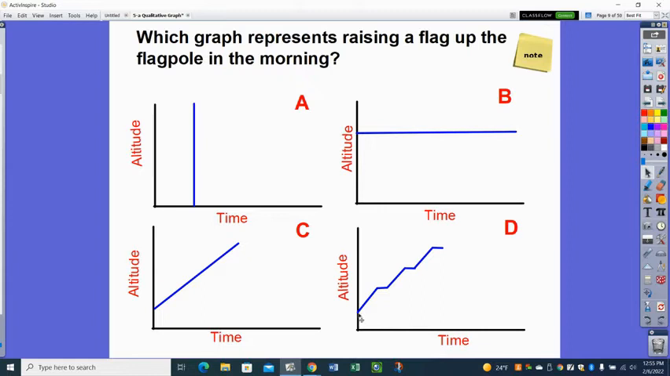So D would be a manual pull. You pull it and then it stays, and then you pull the cord and then it stays, and you pull the cord and then it stays, and then it gets to its height and stays. This one says that it's going up at the same rate. But with the manual pull, somebody pulling it is going to stop to reach up and pull again. So it would actually be D.